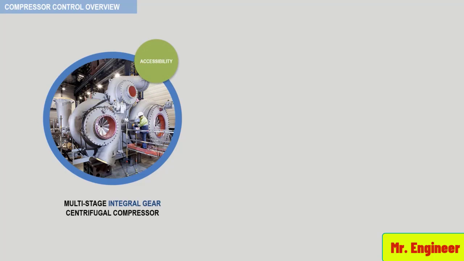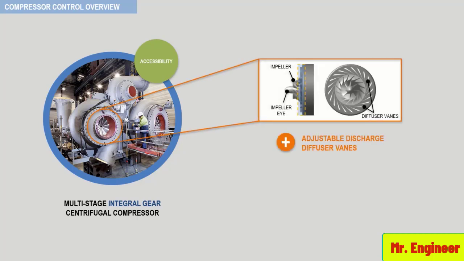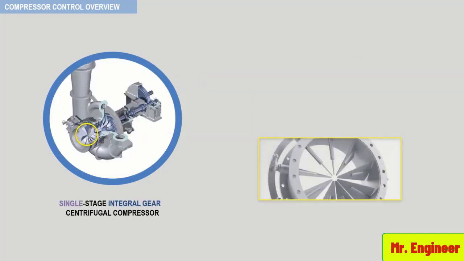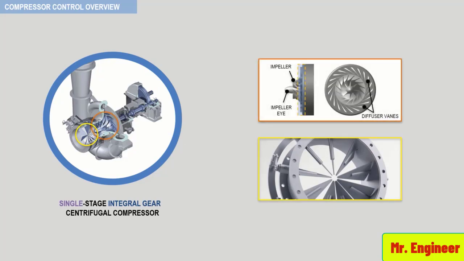Recently, compressor vendors have also added the option of adjustable discharge diffuser vanes to this design, as depicted here. The combined effect of adjustable inlet guide vanes and adjustable diffuser vanes produces a compressor curve with maximum areas of optimum efficiency.